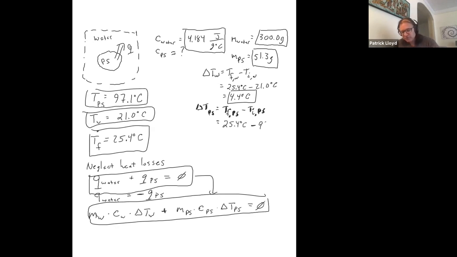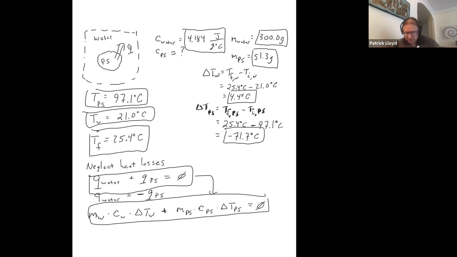Now be careful with this one because this is going to give you a negative number, right? 97.1 is greater than 25.4, so 25.4 minus 97.1 is negative 71.7. That's just another way of saying it got colder, right? The water gets hotter, the polystyrene gets colder. Notice they don't change temperatures the same amount, and that's because they have different specific heat capacities and different masses. If they had the same specific heats and the same masses, then their temperature change would be equal.